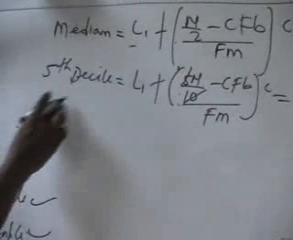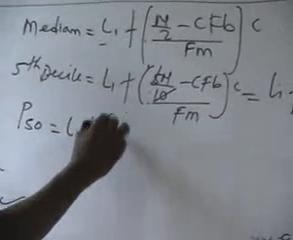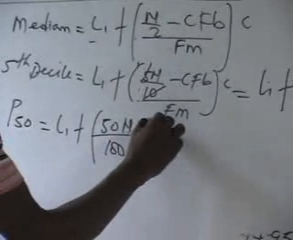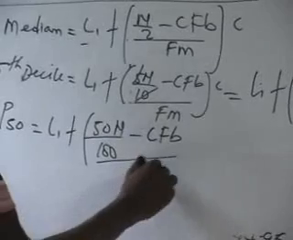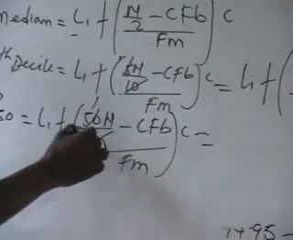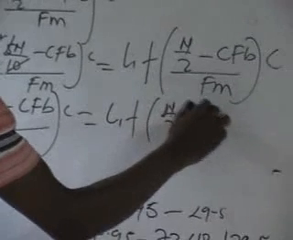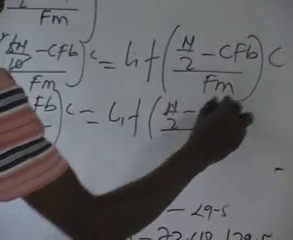So 50 percentile is L1 plus what? 50n over what? 100 minus CFB all over what? Fm, then bracket C. That's the formula. So 50 here 1, 50 here is 2. It's also the same as L1 plus what? N over 2 minus CFB all over what? All over Fm bracket C. See the same thing as median.